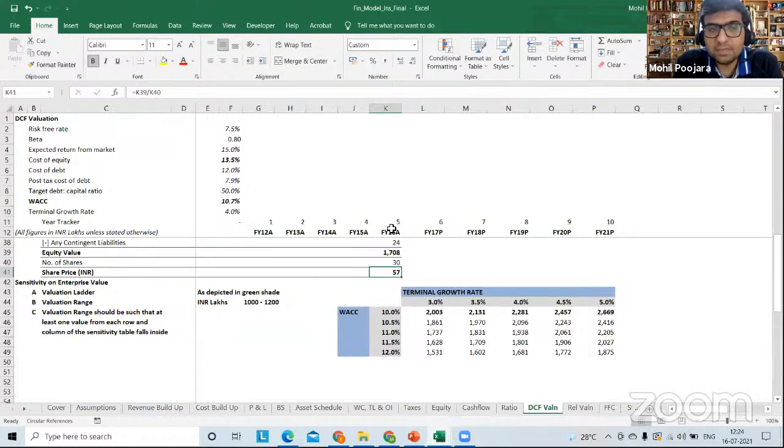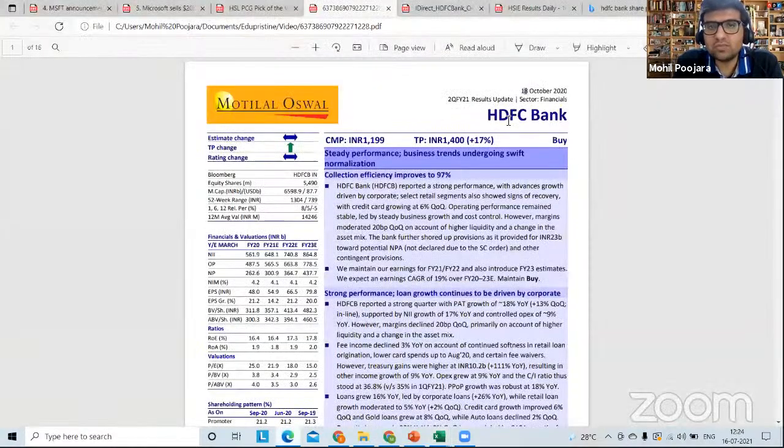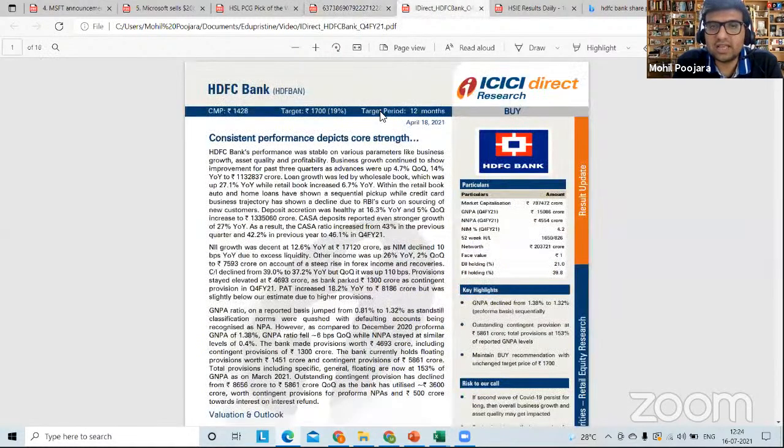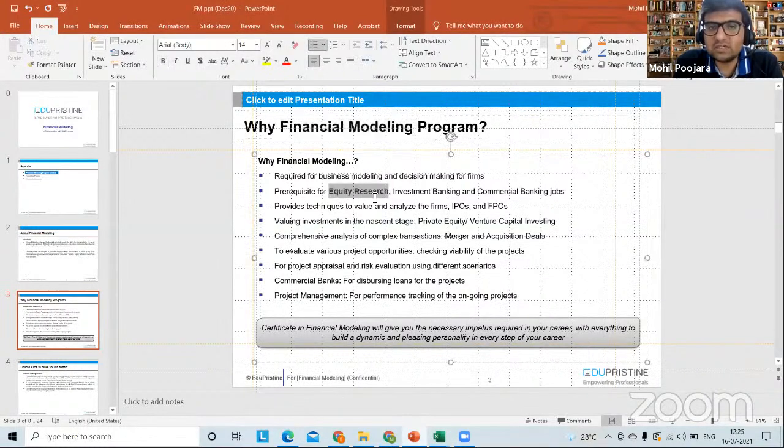And then based on a model like this, Motilal Oswal has a model like this for HDFC Bank, which tells them that the target price is 1400. ICICI Direct has a model like that, which tells them that the price is 1700 rupees, right? So this is how usually companies create equity research models and then release equity research reports like the ones that we just saw.